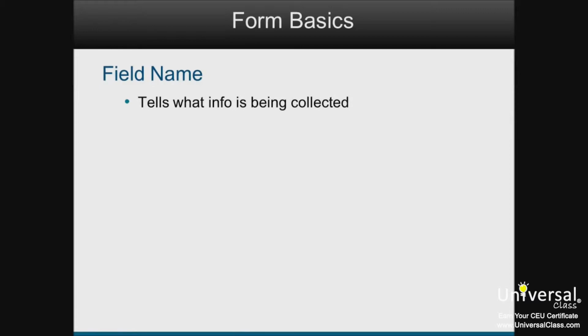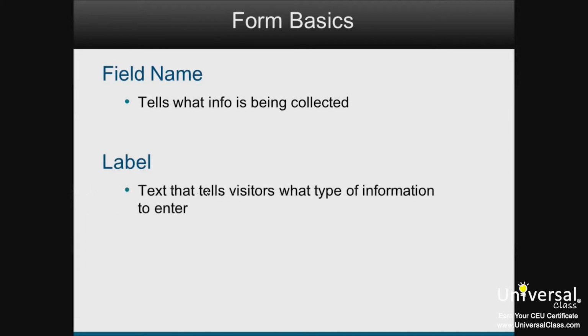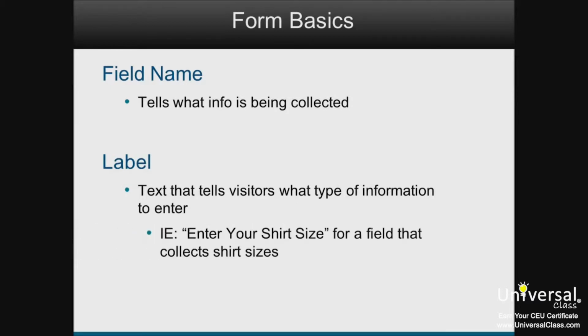In addition to a field name, every field will also have a label. A label is text that tells the visitors what type of information that you want them to enter. Using the example we gave with the t-shirts, you might have the label "Enter your shirt size" for the field that collects shirt sizes. This way, the visitor knows to enter their shirt size in that field.